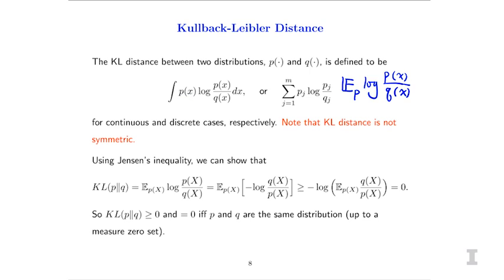Nevertheless, KL divergence is widely used in statistics and machine learning as a metric between distributions. We can show that KL divergence is always bigger than or equal to 0, and is equal to 0 if and only if the two distributions are almost identical. And so how do we show the KL divergence is always bigger than or equal to 0? First, the KL divergence between P and Q, as we described, is equal to the expectation of the log of the ratio of the two distributions.